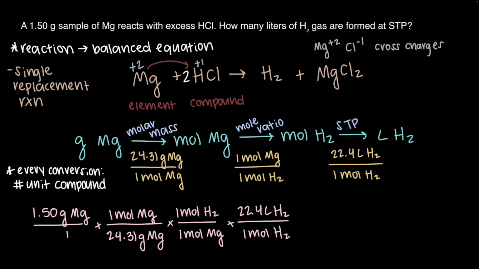Making sure all units cancel, grams of Mg cancel out, moles of Mg cancel out, moles of H2 cancel out, and we are left with liters of H2. Multiplying and dividing all values, we get 1.38 liters of H2.